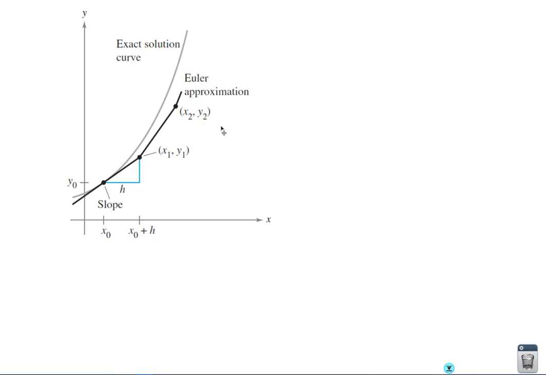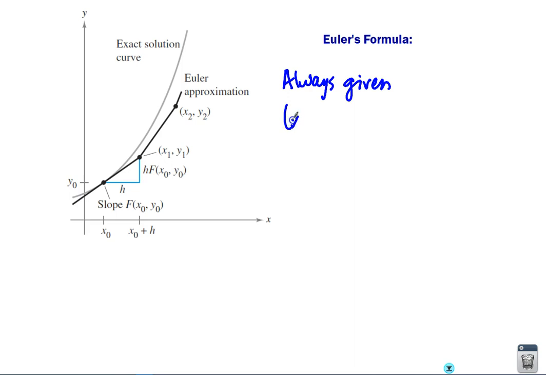So he's the guy that basically discovered this idea. We have this slope, but we're trying to use the slope to come up with the actual function itself, the actual curve that fits this slope. This is the intro to Euler's formula. In order to have Euler's formula, you are always going to be given two things: a point, our initial point, which we always call x naught, y naught, and then a slope.